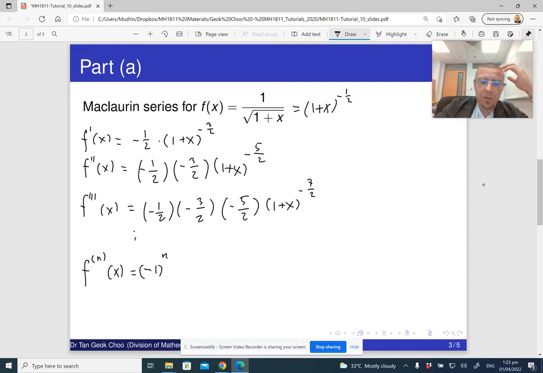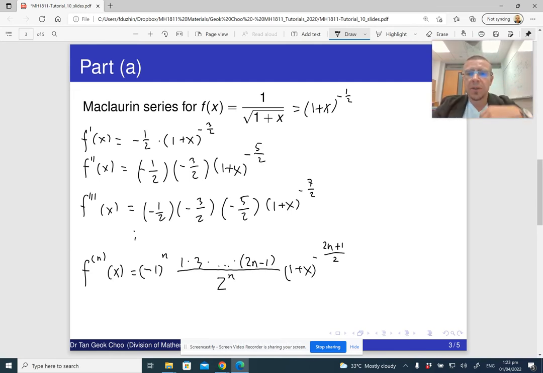Then we're going to have the product of all odd numbers, 1 times 3 times 5 and so on, up to, there are n of them, so the last one should be 2n minus 1, right? Yeah, I think there are n of them. And divided by 2, since every time we multiply by 2 in the denominator, so it's divided by 2 to the n, times 1 plus x raised to the power negative 2n plus 1 over 2. Right, so this is the nth derivative of our function.